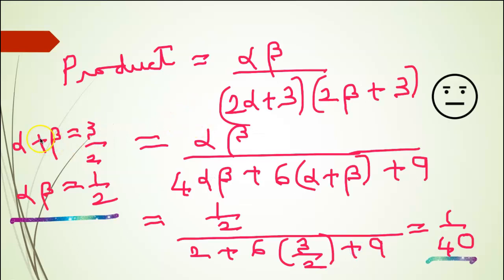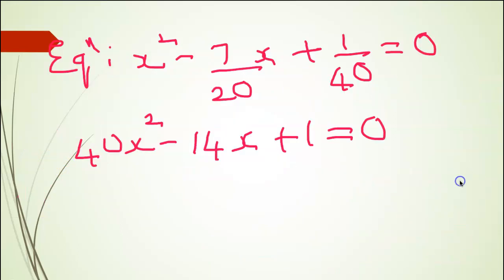And product will be alpha by 2 alpha plus 3 into beta by 2 beta plus 3, that is alpha beta by 4 alpha beta plus 6 into alpha plus beta plus 9. So when you substitute, you get half by 4 into half, that is 2, plus 6 into 3 by 2 plus 9, which is 1 by 40. So your equation is x squared minus 7 by 20 x plus 1 by 40 equal to 0, or 40x squared minus 14x plus 1 equal to 0.